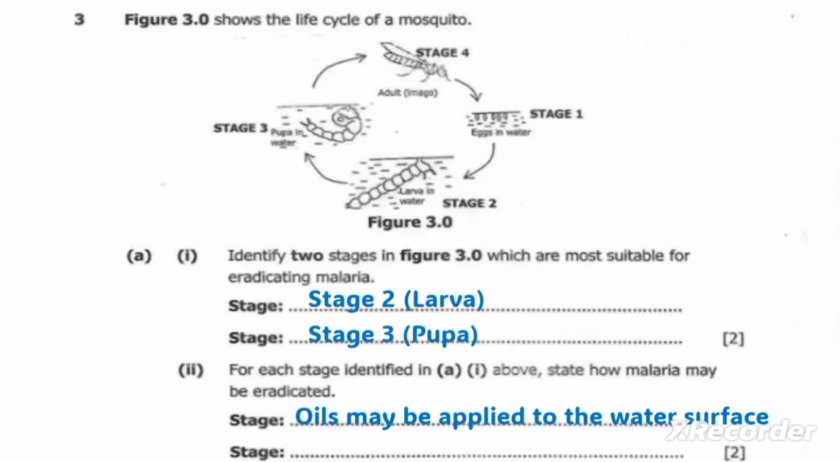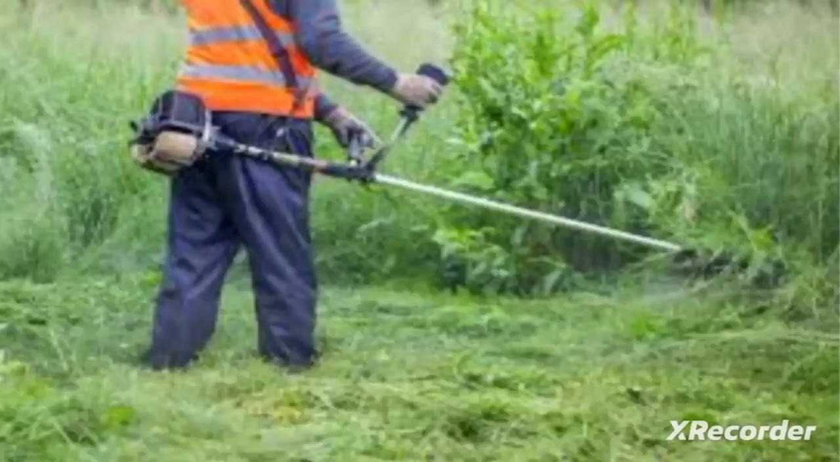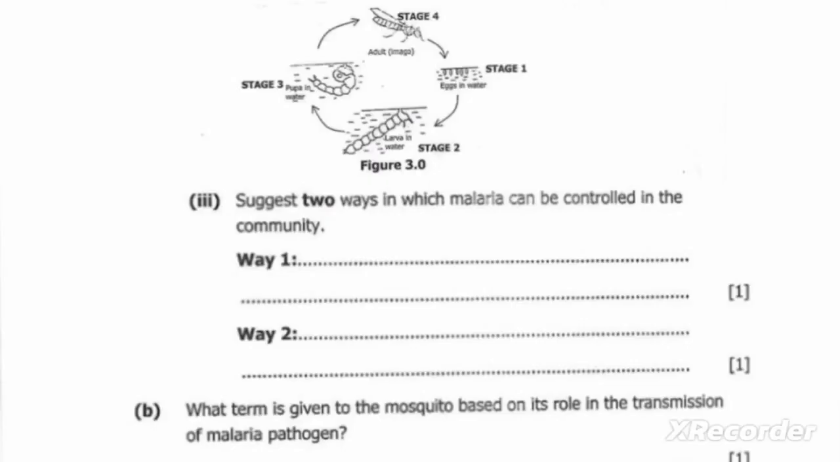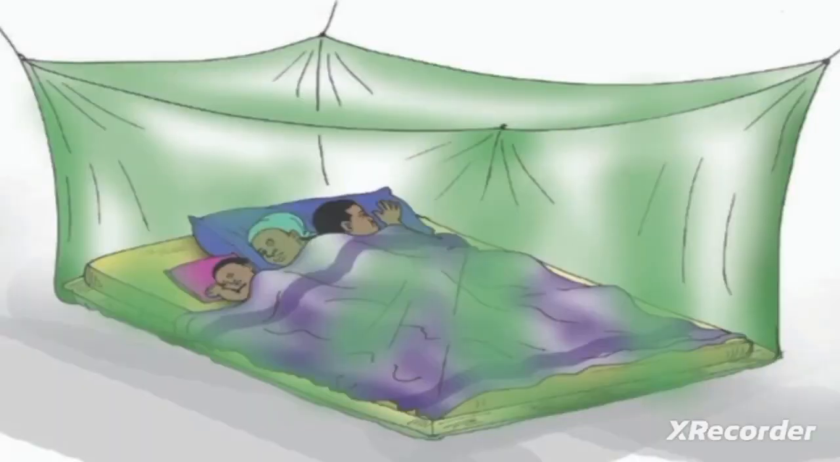The natural method involves fish feeding on pupa. Okay, so this may also reduce the number of pupa found on the surface of the water. The next question, which is question A, Roman numeral 3: suggest 2 ways in which malaria can be controlled in the community.